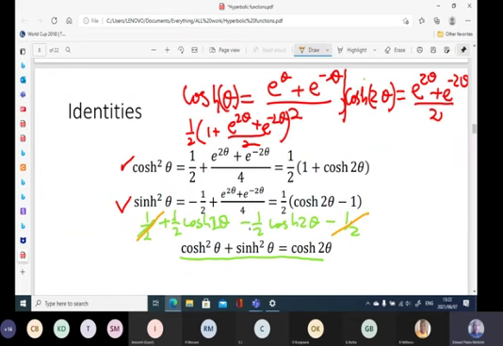Let's see, half, let me see if this is correct. So we are adding, we're not subtracting, so this is plus here. So adding these two, we end up with cos 2 theta, because half plus half will give you 1, so that's cos 2 theta. So this is how you're going to prove the identities basically.